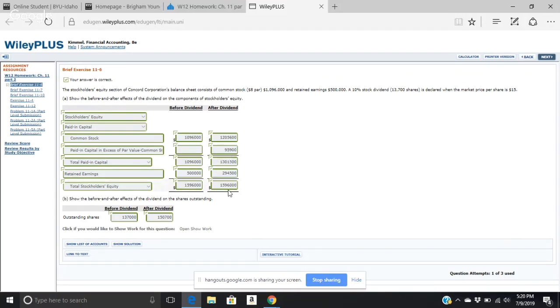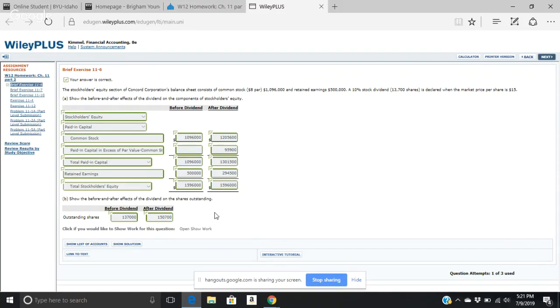And the total stockholders' equity is simply the sum of the total paid-in capital and the retained earnings. And that gives us the same $1,596,000. And that is part A.